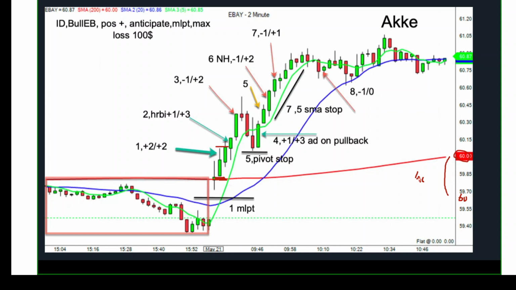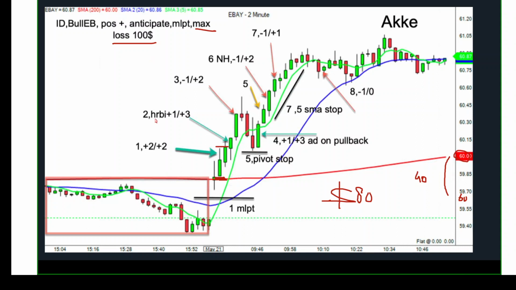That means there is 40 pennies risk to this trade, 2 lots, $80 risk to this trade initially, okay? His max loss per trade is $100. So that's okay. He's risking $80 on this trade, which is less than the $100 that he promised himself he would lose on any given trade as a max, okay? So we're doing okay here.